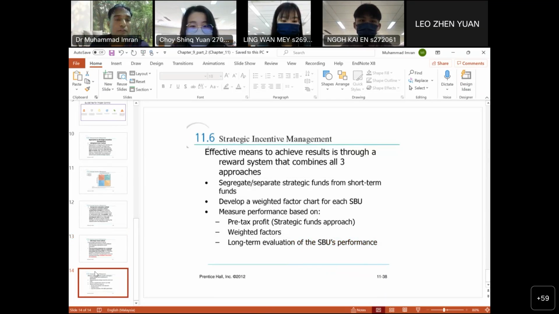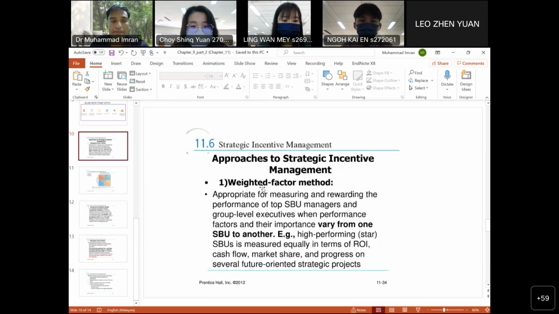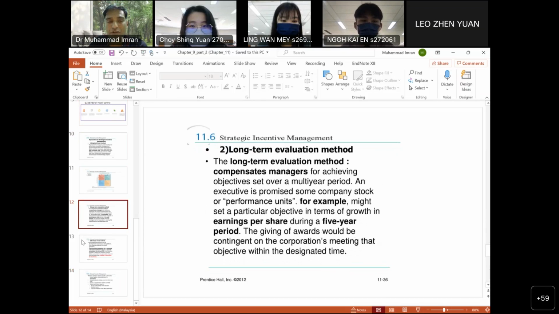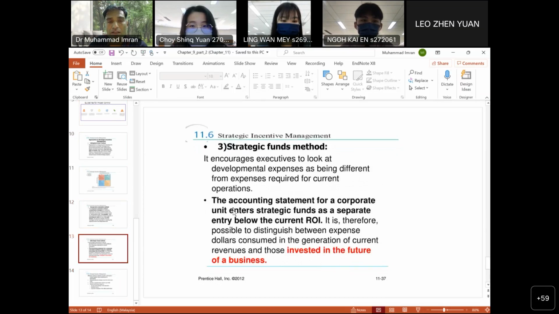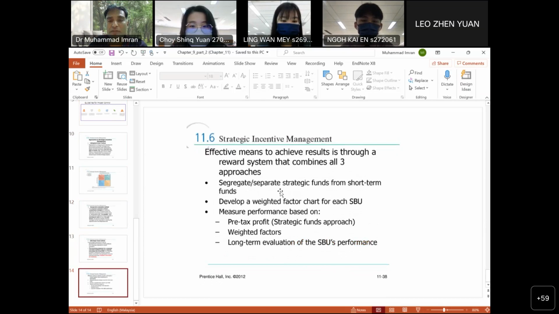Just what we covered. The first approach is the weighted factor method: give weights, give numbers to all SBUs, then compare the performance. Here, the long-term evaluation method, and the third one is the strategic fund method. How? Number 1, separate strategic funds from short-term funds. Number 2, develop a weighted factor chart for each business. Then we can identify the marks and give performance marks to each SBU, then compare them all with each other.